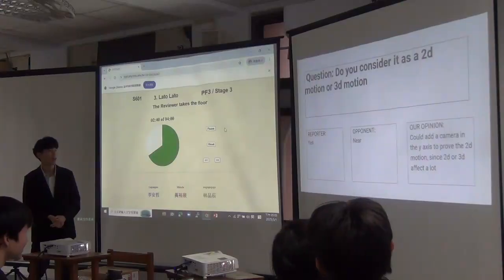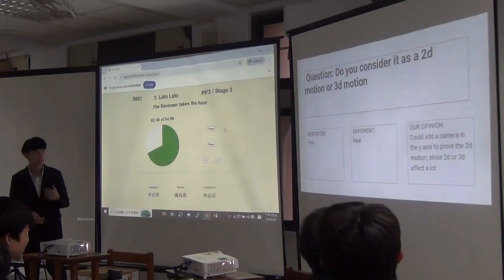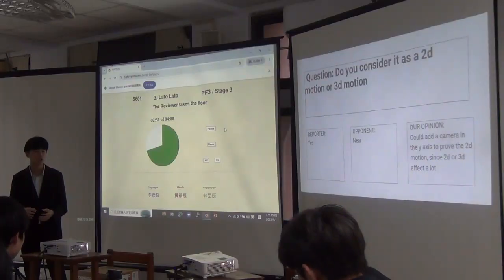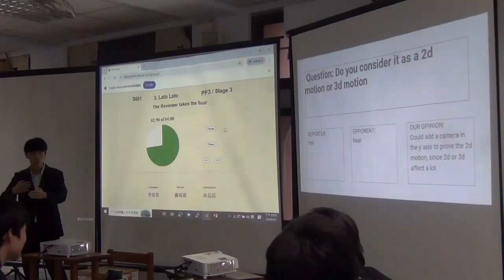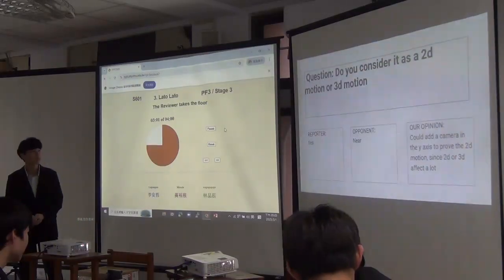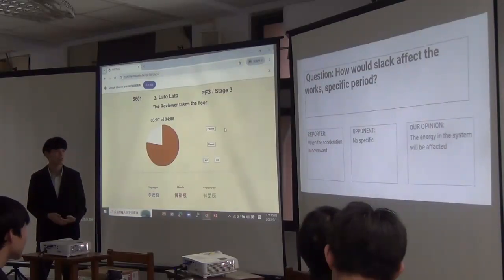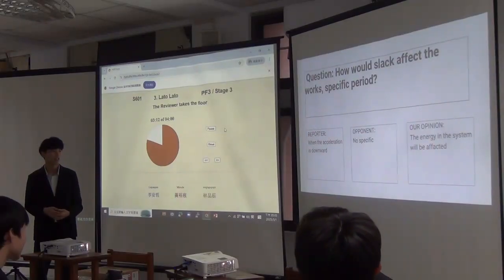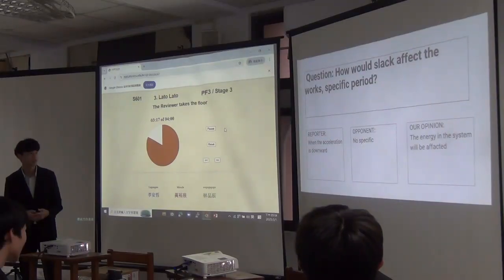And here are some questions I asked them. First, I asked, do you consider it as a 2D or 3D motion? The reporter says it's a 2D motion, and the opponent says it's a 2D motion, but nearly 2D. Our opinion is that they could add a camera on the y-axis, parallel, like right here, to prove the 2D motion, since 2D or 3D affects a lot. Next, I asked how slack will affect the work and if there's a specific period. The reporter says when the acceleration is downward, and the opponent says there's no specific period. We think the energy in the system will be affected by that.